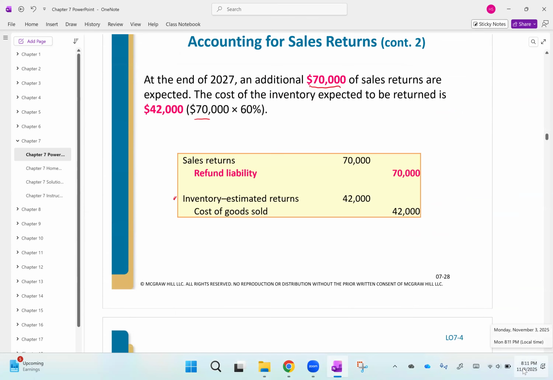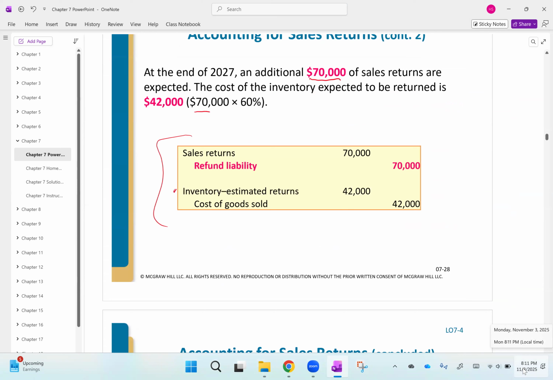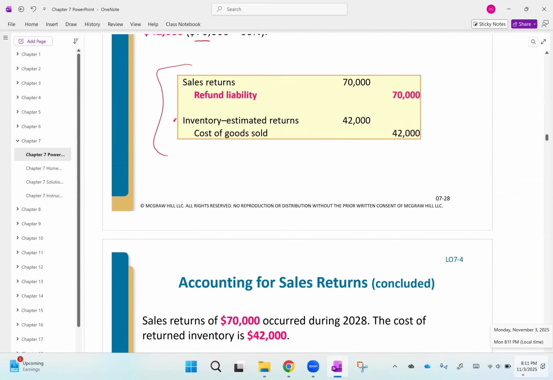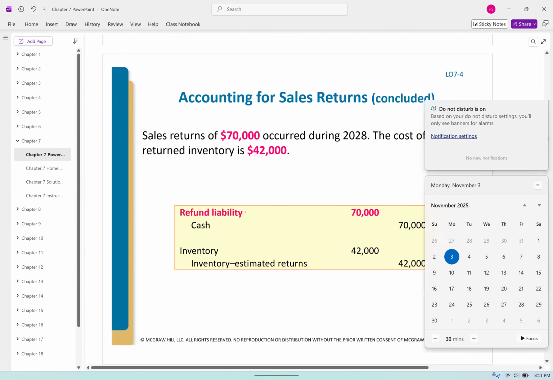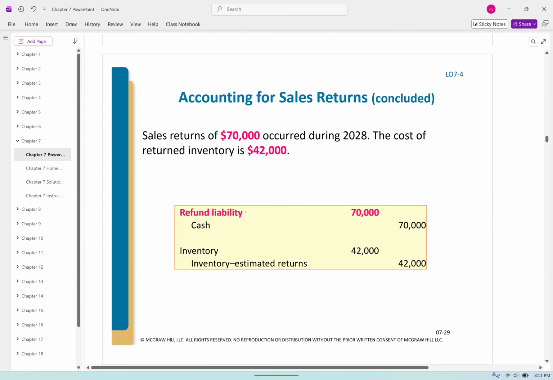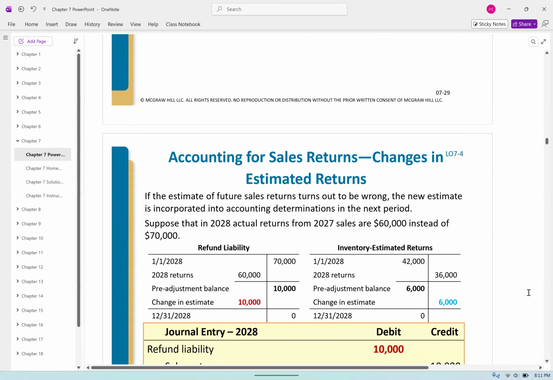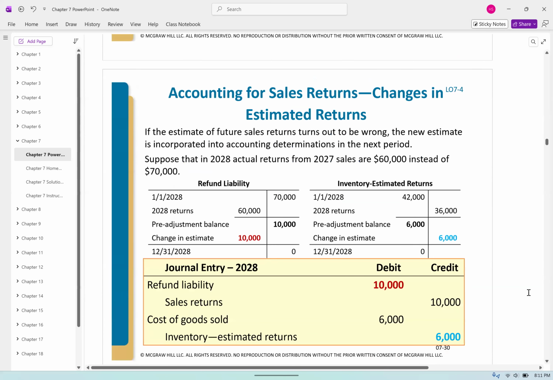If you look at this entry, sometimes it's easy to figure out what you've got to do. So that refund liability has to be debited, so it's gone away. Cash is credited. We actually have the inventory now. We don't just have an estimated return, we actually have the inventory. So we have to take that estimated return account down. All right. So now accounting for sales returns and changes in estimated returns.